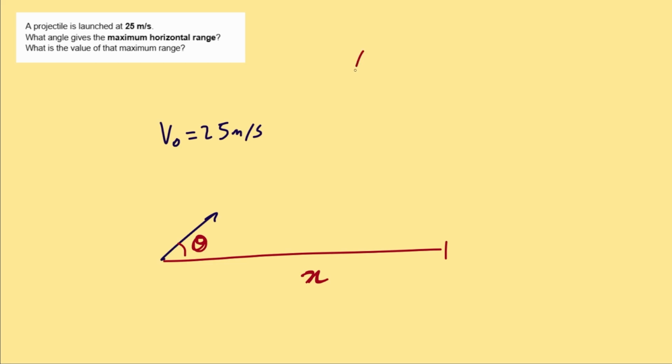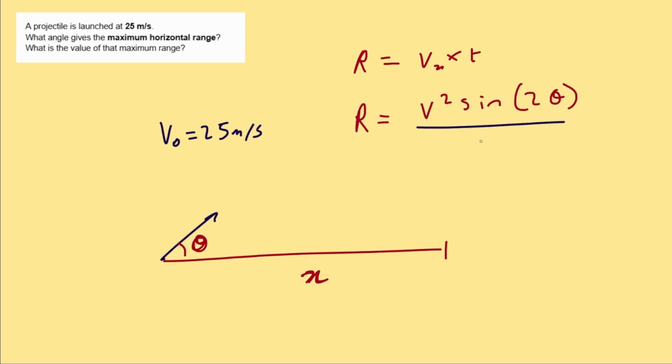Instead of the standard range equation, which is velocity times time, we're going to be looking at the alternative variant, which is velocity squared sine 2 angle divided by gravity.